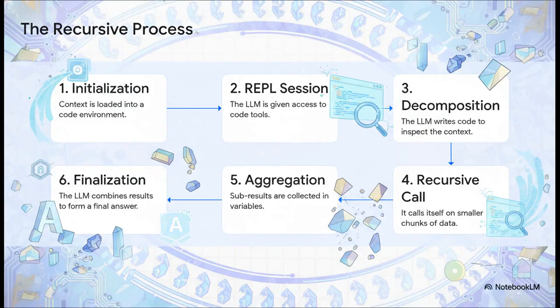So, what you get is this really elegant 6-step process. It's like turning a giant, messy pile of information into a structured plan. You load the context into that code environment, and then the LLM puts on its developer hat. It starts writing code to inspect things, figure out a plan, and then it makes these recursive calls to itself to handle the smaller tasks. Then, it just collects all the answers and puts them together for the final response. It's not just reading text anymore. It's actually reasoning with code.